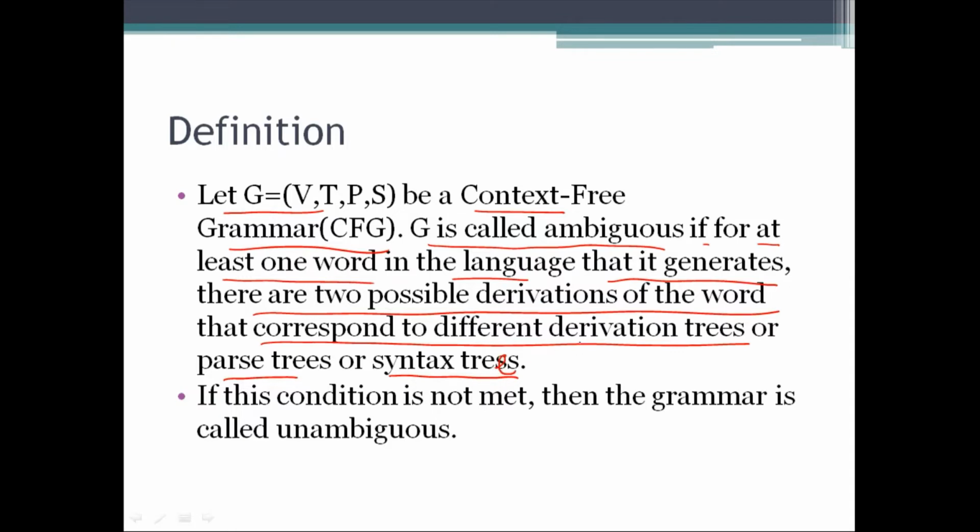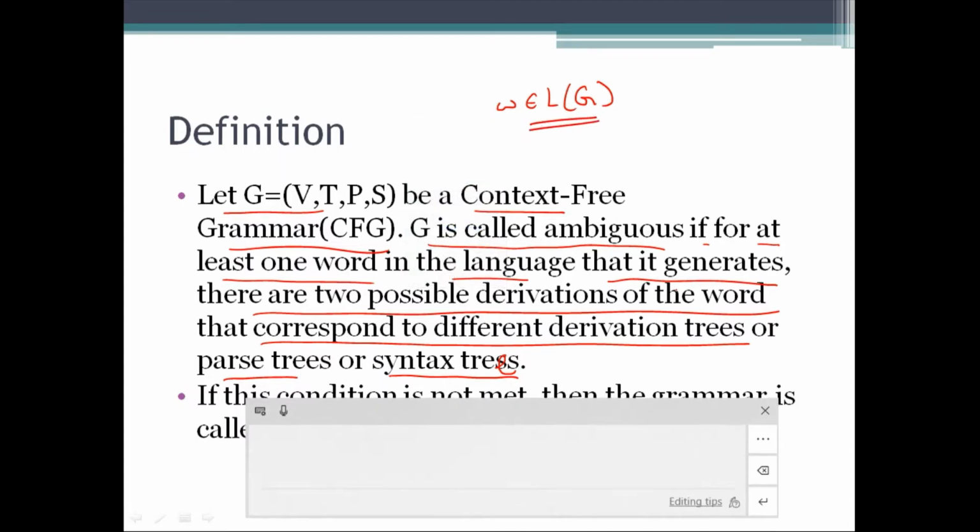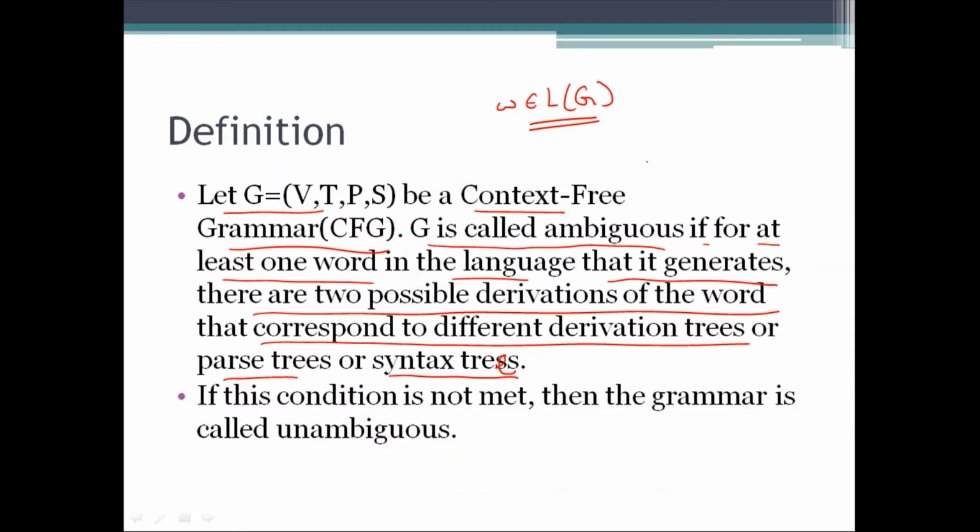Okay. So ultimately what we are trying to say is that at least one W must be present in the language generated by grammar G for which two or more derivation trees are possible in the grammar. Fine. So at least one string must be ambiguous so that we can say that the grammar is ambiguous. If this condition is not met, then the grammar is called unambiguous.